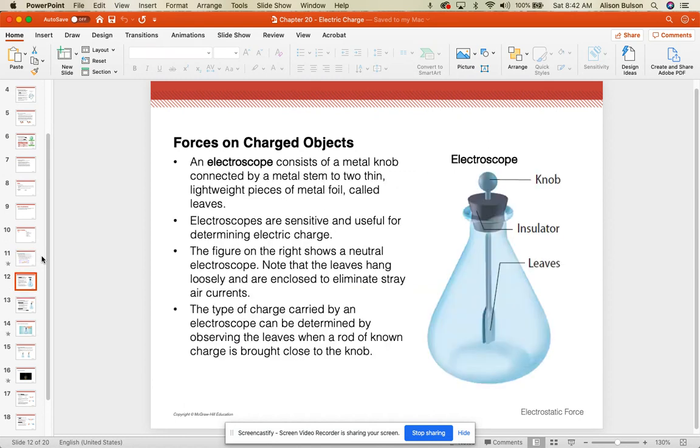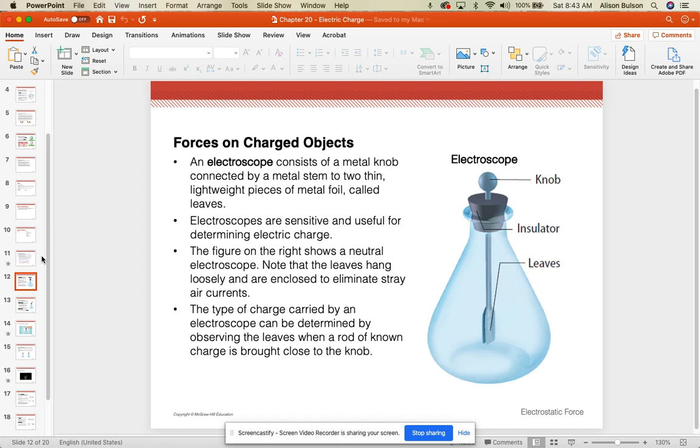So an electroscope, that's one of your vocabulary words, consists of a metal knob connected by a metal stem to two thin, lightweight pieces of foil called leaves. This is an electroscope made from a beaker, and we do have electroscopes like this in the classroom. However, this is not the kind of electroscope I grabbed when I had the chance to get back to the classroom. Instead, you saw a brief picture of the electroscope I did get from the classroom. It's a slightly different configuration, but it does the same thing. So first I will describe it and then I'll show you our version of electroscope.